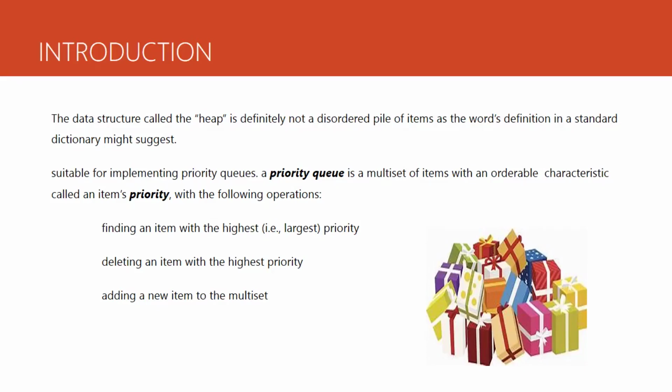And when it comes to data structures, it is suitable for implementing a priority queue, which is a multi-set of items with an orderable characteristic called an item's priority, with the following operations: finding an item with the highest priority, deleting an item with the highest priority, and adding a new item to the multi-set.